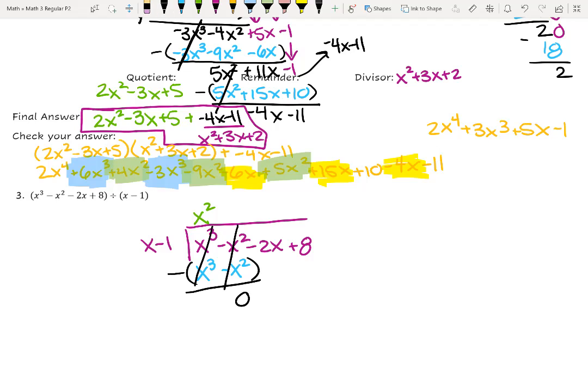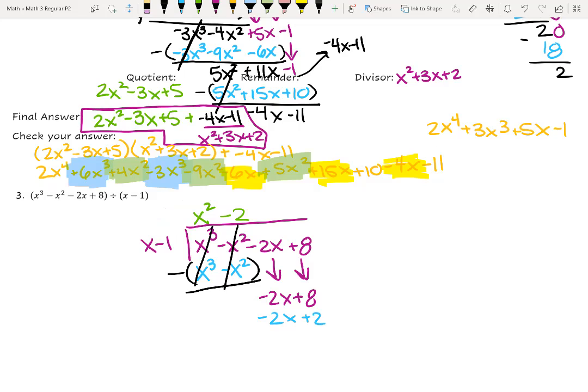So now I'm going to have to bring down both of these other terms, the negative 2x and the 8. I can erase the 0 and kind of go back to the beginning. Now I'm wondering x times what is a negative 2x? So I've got a negative 2. And then I have to distribute that negative 2 to each of the terms. So I get negative 2 times x is a negative 2x. And negative 2 times negative 1 is a positive 2.